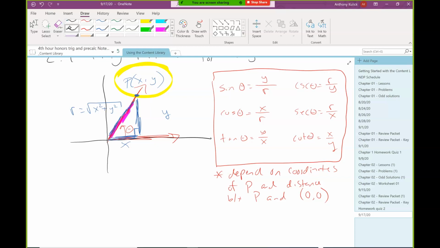So now if we wanted to do something like sine of 240, we can do that in a way that made no sense before when we were stuck with right triangles only, because you can't have a triangle with a 240-degree angle in it.